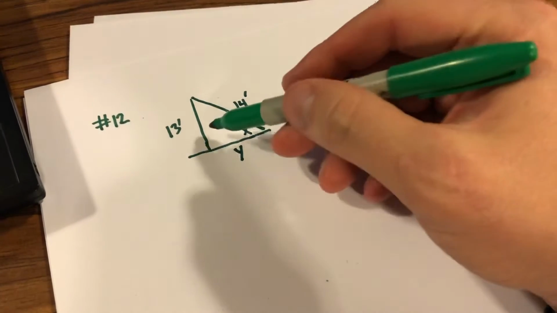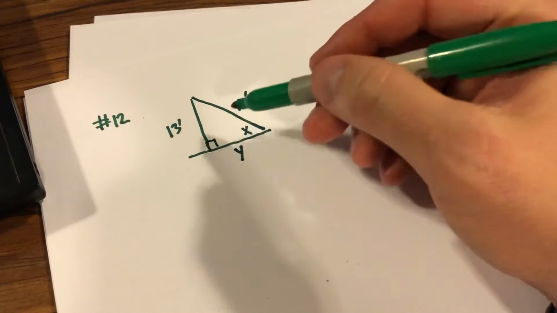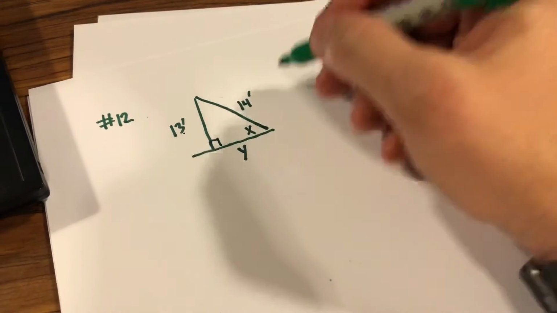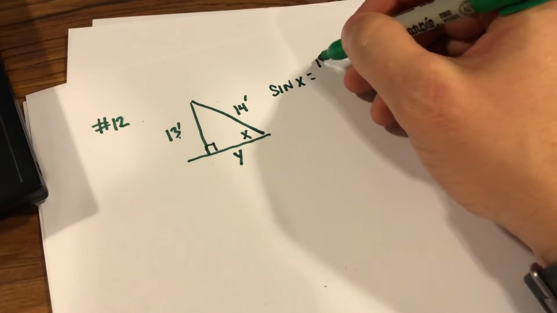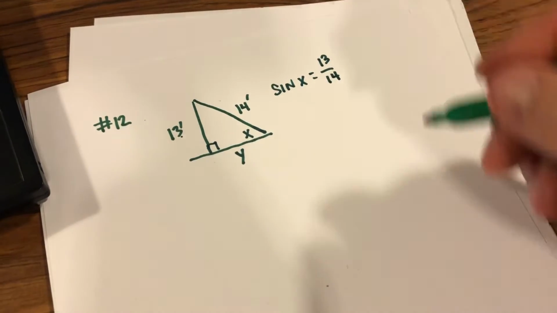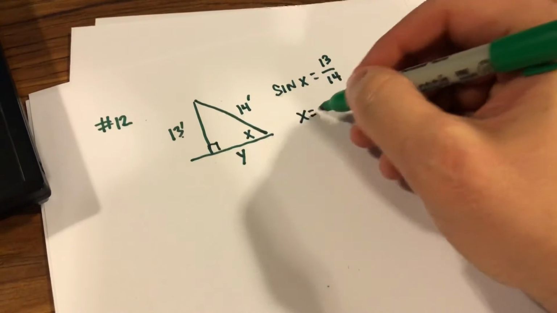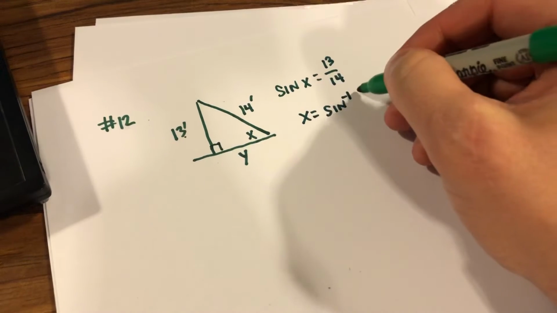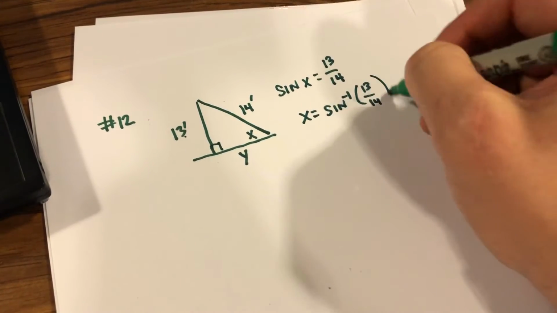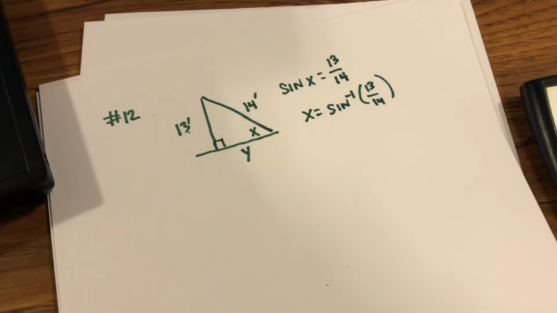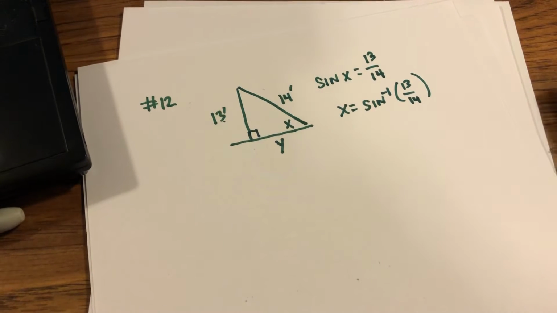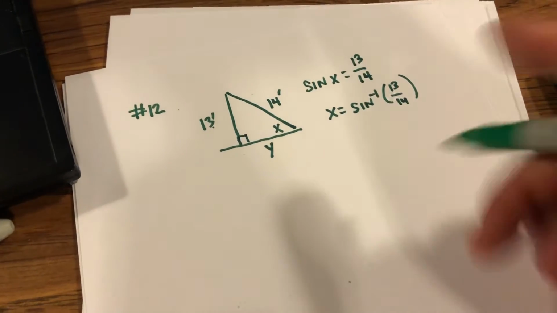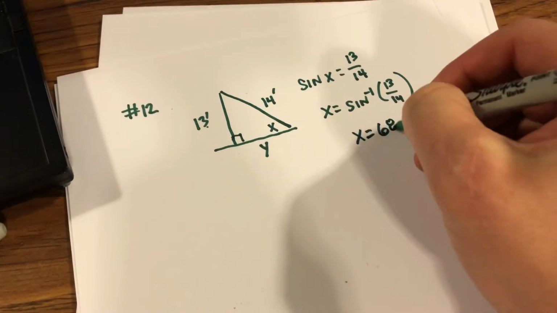Again, here's my right triangle. Opposite and hypotenuse, so I'm going to use the sine of x is equal to 13 over the hypotenuse, which is 14. Again, to find x, this is another inverse problem to find the angle. So I'm going to do the inverse again. I type that into my calculator: second function, sine, 13 divided by 14, and hit enter, 68.2. So my angle is 68 degrees.